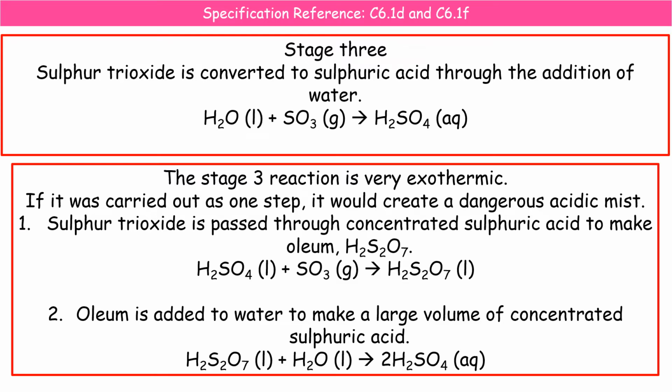Sulphur trioxide is passed through concentrated sulphuric acid first of all, and we make a substance called oleum. Then the oleum is added to the water, which makes the large volume of concentrated sulphuric acid. So realistically what we're doing is using a small amount of concentrated sulphuric acid to create the oleum, and then that is added to water to make a larger amount of concentrated sulphuric acid. So we are making more sulphuric acid, we just need to use a little bit in the first instance to make the oleum, so this step is safe.